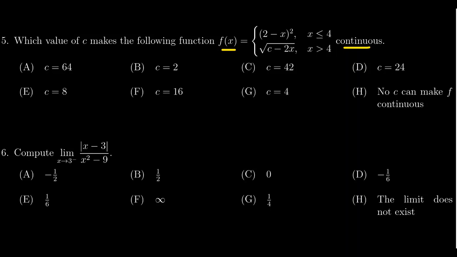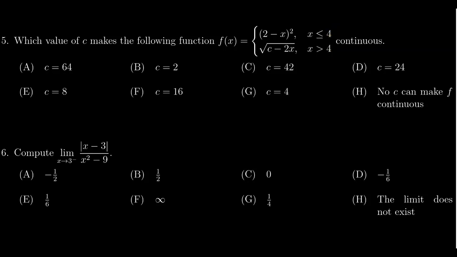Because our function's piecewise and the pieces themselves are continuous pieces, the first piece is just a polynomial function, which is continuous. The second piece is just a radical function, which is continuous. Our function's going to be a piecewise continuous function. That is, it's built with continuous pieces. So the only place where we might have a discontinuity, which will necessarily be a jump discontinuity, will be at the switching number of x equals 4.